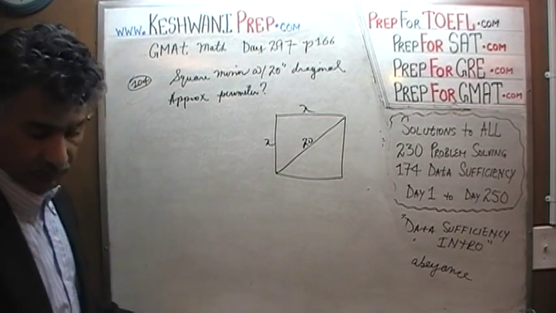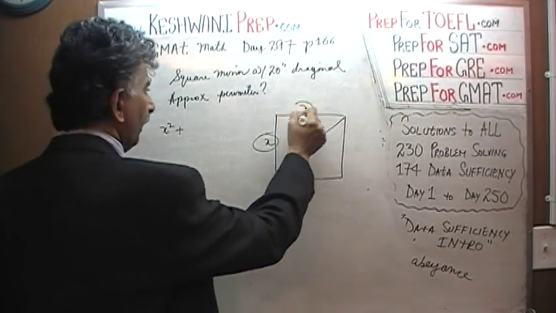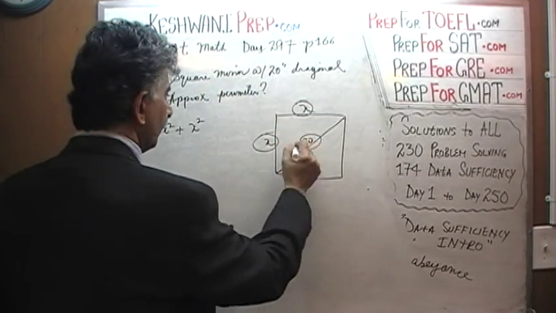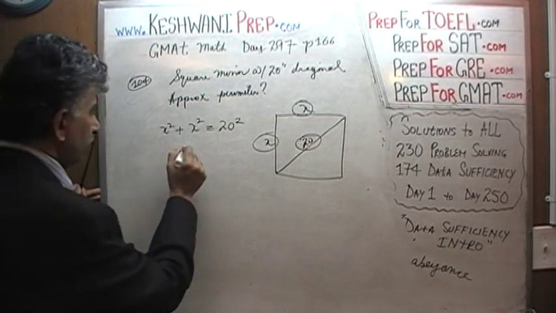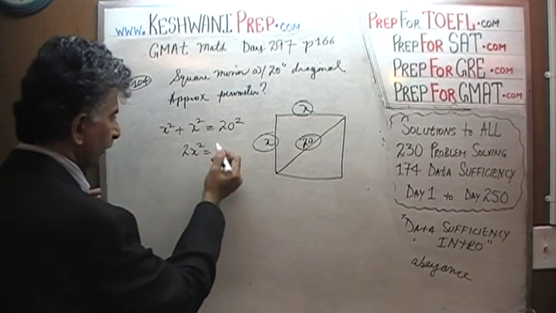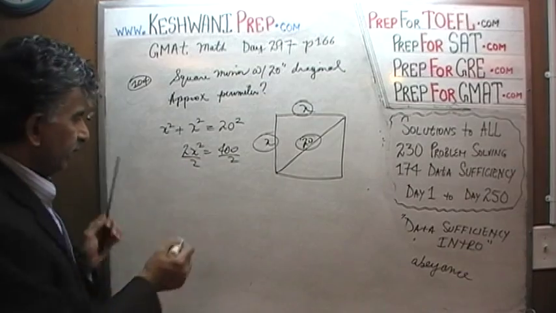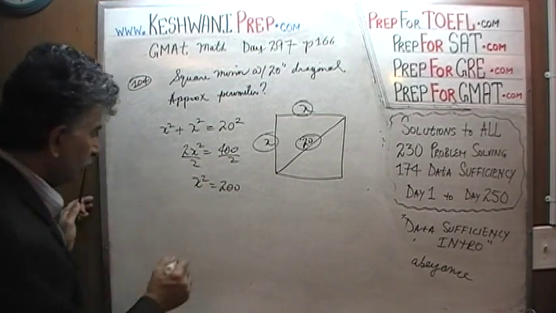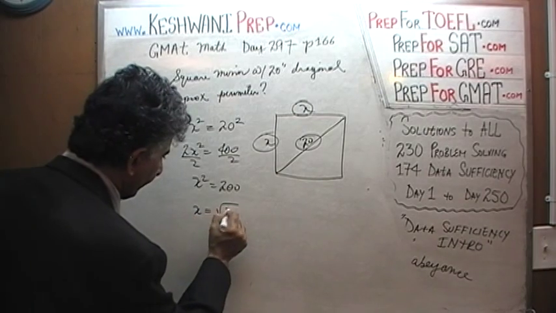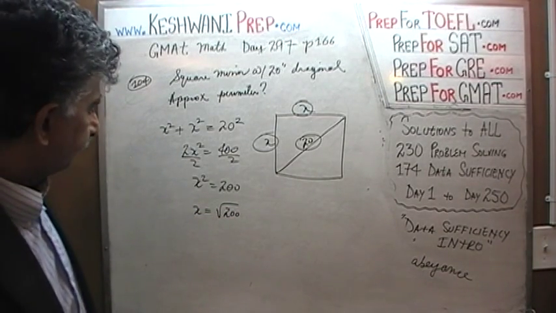So the Pythagorean theorem tells us that x squared plus x squared equals 20 squared. x squared plus x squared is 2x squared. 2x squared equals 20 squared, which is 400. Divide both sides by 2, and we end up with x squared equals 200, and therefore x will equal the square root of 200. Now, you don't have to waste your time with it. Just leave it like this, square root of 200.